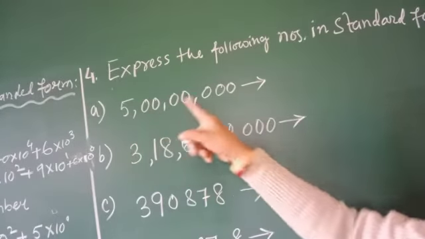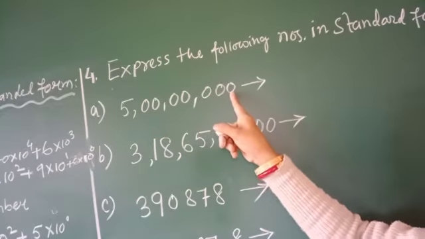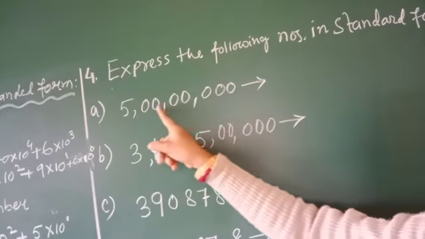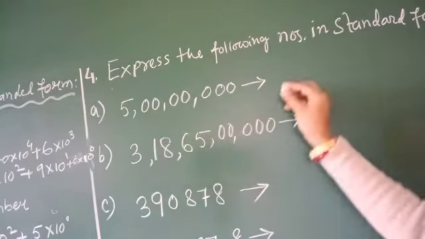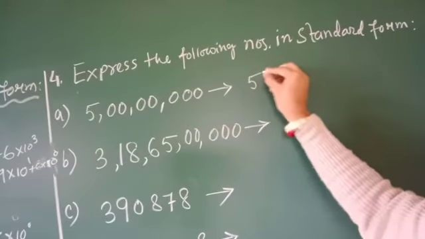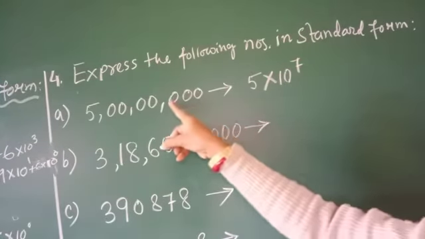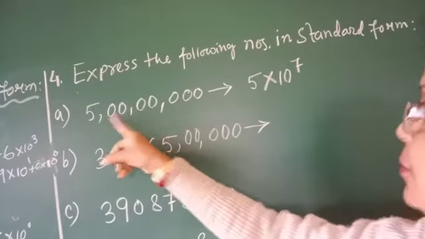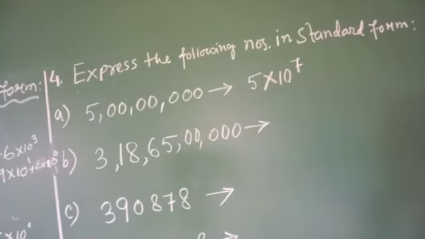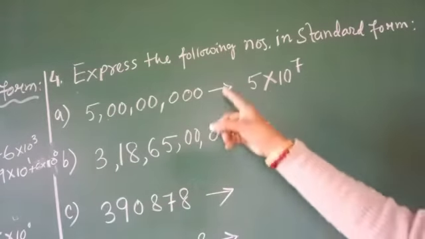And after 5, see, 10 to the power something means 1, 2, 3, 4, 5, 6, 7. So can I write it this way? 5 into 10 to the power 7. From where do you get 7? 1, 2, 3, 4, 5, 6, 7. So this is in the standard form. This is how you write the number in standard form.